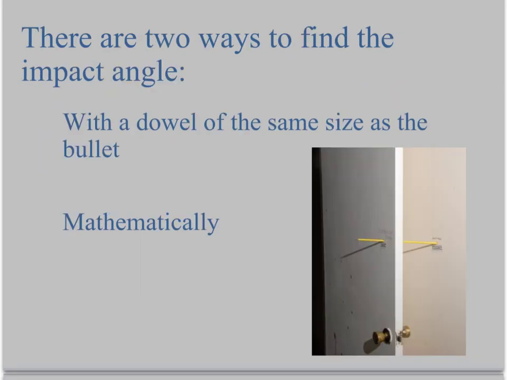We'll start with angle of impact because that's the easiest thing to deal with. There are two ways we can find the angle of impact. One of them is if you have a dowel rod that's the same size as the bullet. You just take that dowel rod, like the one that we have right here, and you put that dowel rod into the bullet hole, and it will slide in at whatever the angle is, and it might go all the way through. In this case, the dowel rod goes all the way through. And you can see the path right here of what the angle of impact is. The other way you can determine angle of impact is mathematically.